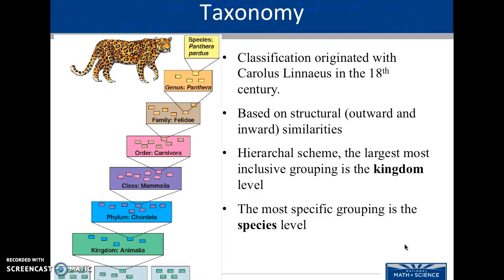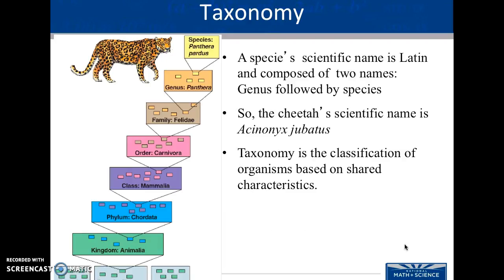Basically, the largest, most inclusive groups are the domains. We started out with two, prokaryotic and eukaryotic, and then we actually ended up with three. Then we go to kingdom, phylum, class, order, family, genus, species, and it is important that you know the order of those. The most specific grouping is going to be your species level, and we can see that the species name is actually the Latin genus and species.